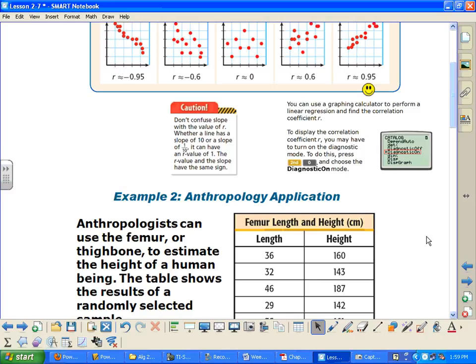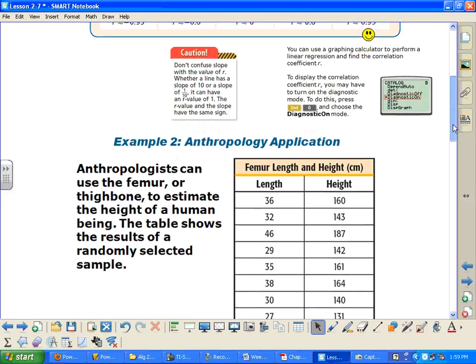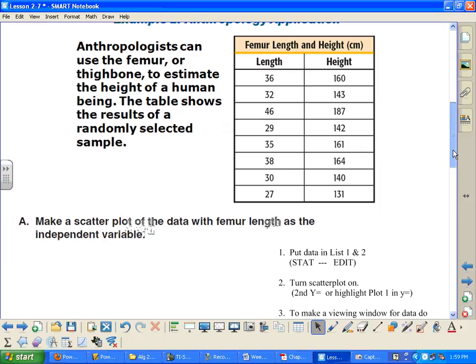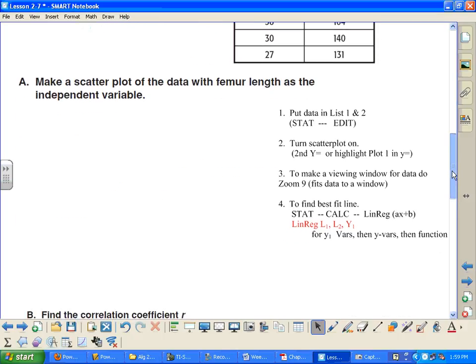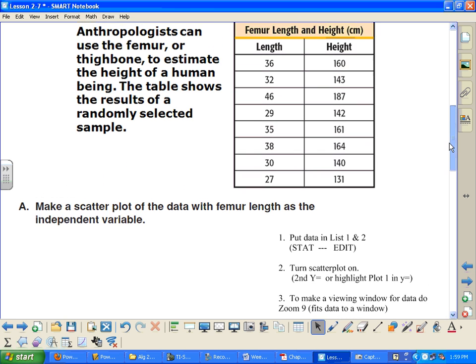So one thing to remember is that slope and correlation are not the same. A negative slope means a negative correlation. Positive slope means positive correlation, but they're not the same thing because the correlation can never be bigger than 1 or less than -1, but slopes can definitely be bigger or smaller than that. All right, so we're going to go through this process again. And I have all of the stuff written down here, what we're doing.